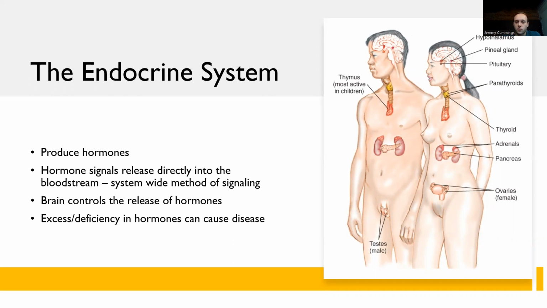Our brain controls the release of the various hormones from the endocrine glands of the body. So the endocrine system is still under control of that central nervous system. The central nervous system essentially stimulates the endocrine system to trigger the release of the various hormones. Excess hormones or deficiencies in hormones can cause various diseases for our patients. So again, anything that moves us away from homeostasis could create a problem for our patients.